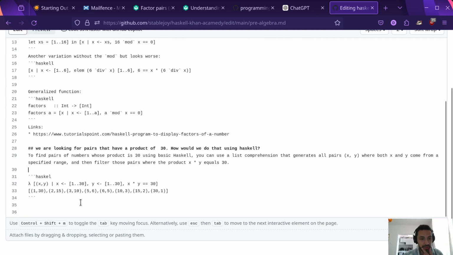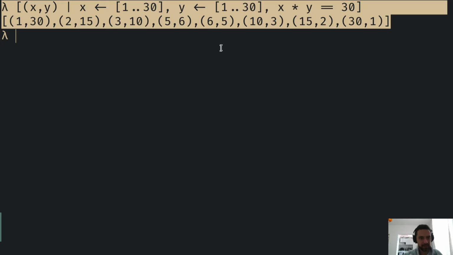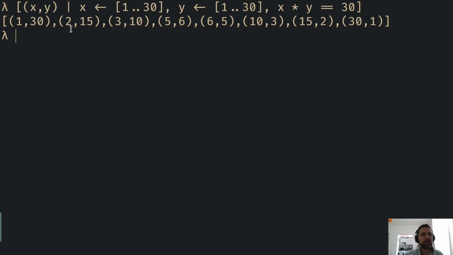1 to 30, 2 to 15, 3 to 10, 5. So now we got pairs: 1 and 30, 2 and 15, 3 and... So this is more information than just having the factors themselves. These are the pairs. These are the factors. So I guess this solution would be more correct.